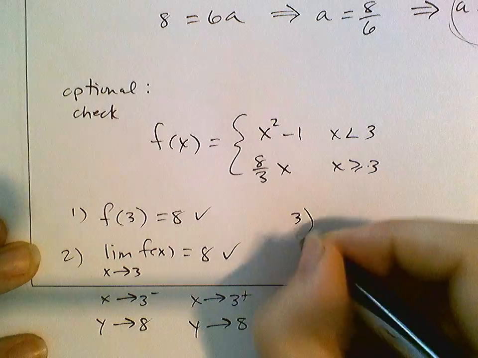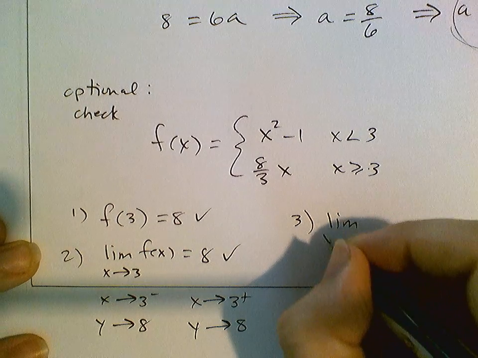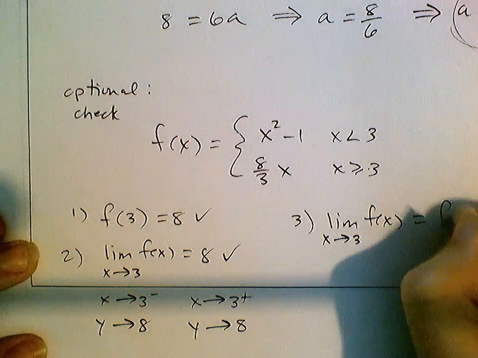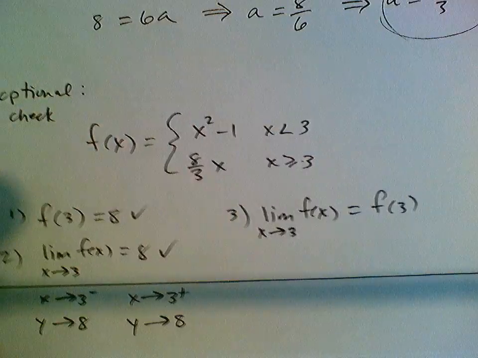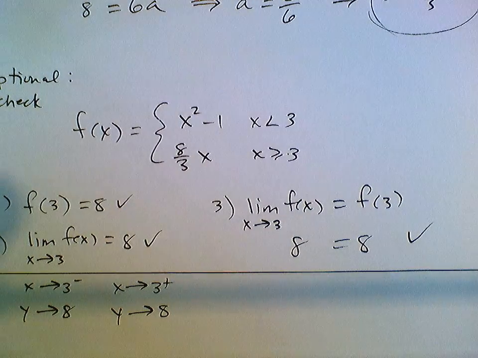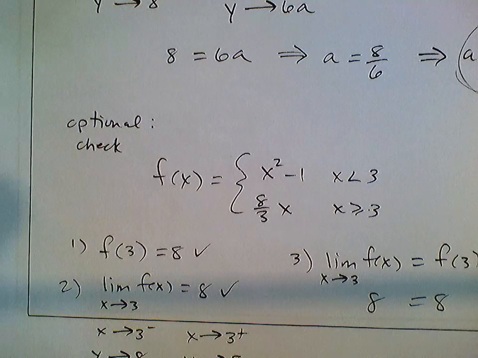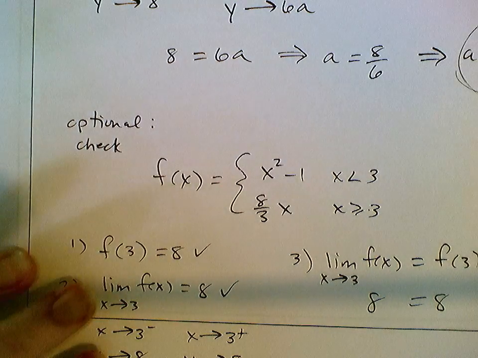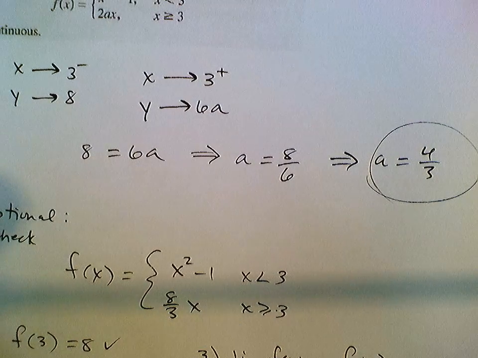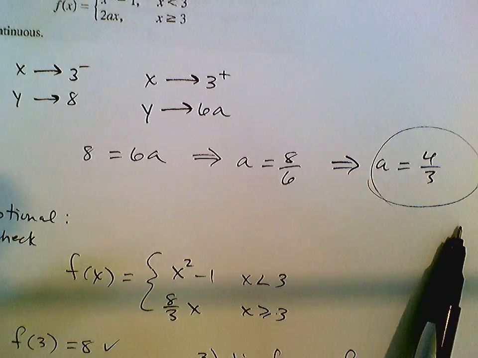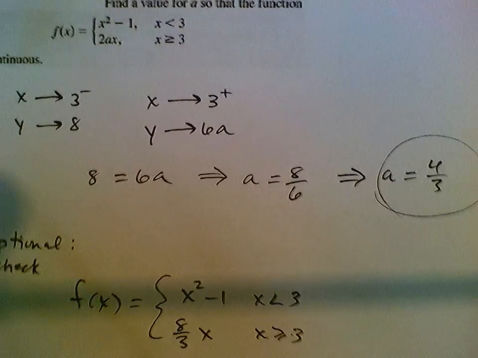And then the third condition is that the limit as x approaches 3 of f of x is in fact equal to the function value at the value we're approaching, and we got 8 equals 8, so check. Alrighty, so there it is, guys. Again, the checking part is optional. It's a very good exercise, but when you're on your homework or if this were a quiz or something, you could just stop right there. Okay, let's do another example, and then we'll be done with this video.